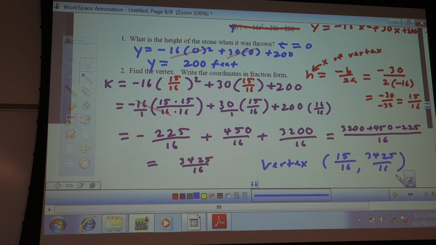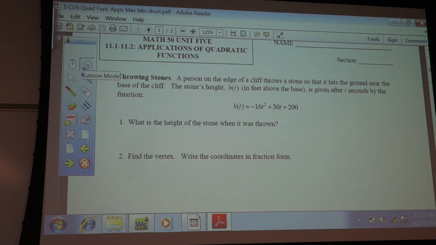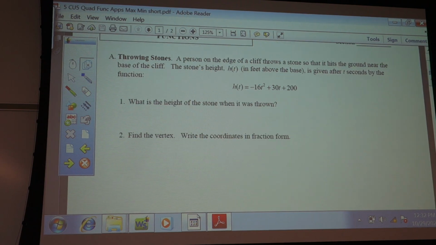Do you want to do it again? Do the same thing again, only using decimals? Would people feel comfortable with that so that they get practice with it? Okay, let's do it again using decimals. Okay. So one more time with decimals.